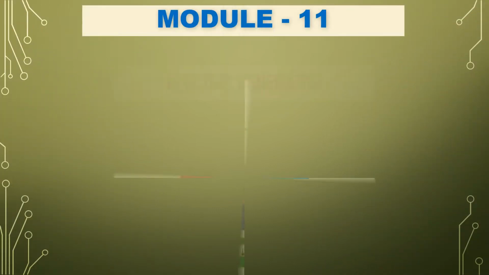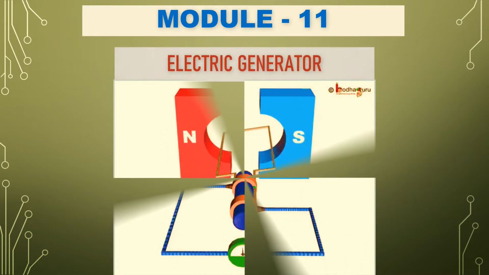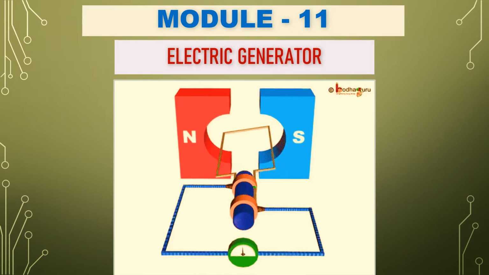Dear children, welcome to the 11th module of our chapter Magnetic Effects of Electric Current. We have reached almost the end of the chapter. Today we are going to discuss the electric generator. So let's start our topic.